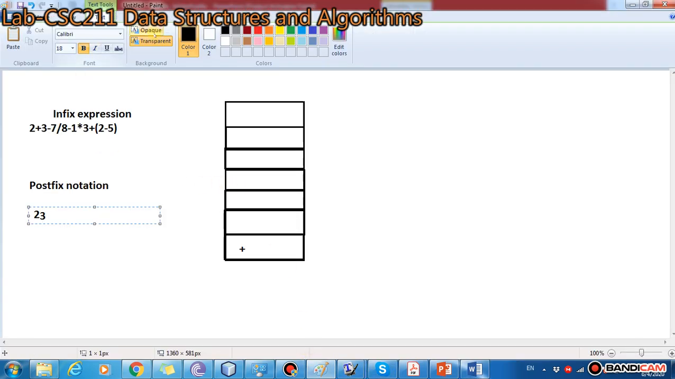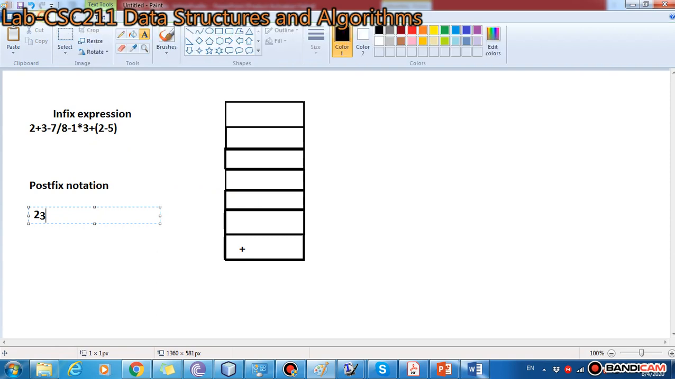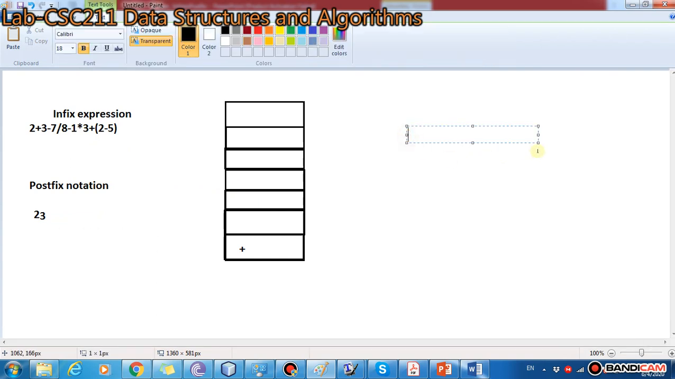You should know the precedence of operators. Plus and minus have the same precedence. Let me summarize it here: plus and minus have the same precedence, which is less than multiplication and division.